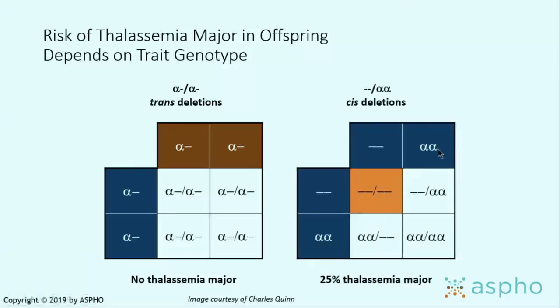If both parents carry a cis mutation, then they have a 25% chance of the baby inheriting no functional alpha globin genes, and they will have alpha-thal major or hydrops fetalis, which is fatal in utero. And so when you have individuals with cis deletions, the procreative counseling is a little bit different for them because they do have a risk of a life-threatening hemoglobinopathy.